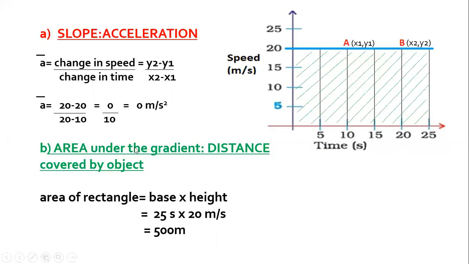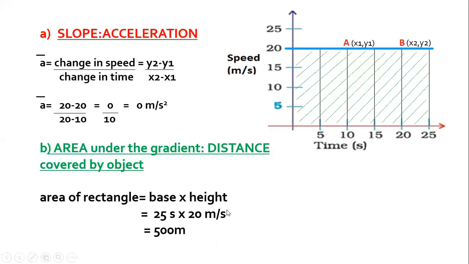Now the area under the gradient will give you the distance covered by the object. If you see the area under this gradient, this is basically a geometrical shape of a rectangle. In previous classes, you have learned the formula for area of rectangle, which is length into breadth or base into height. So this is your base, which is 25, and your height, the maximum speed that you noticed, was 20 meter per second. So when you multiply them, the seconds cancel out and you're left with 500 meters.